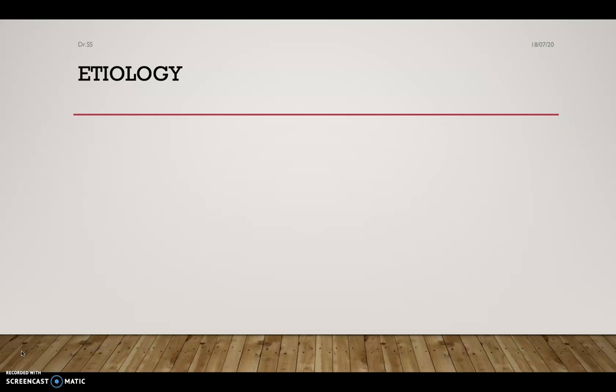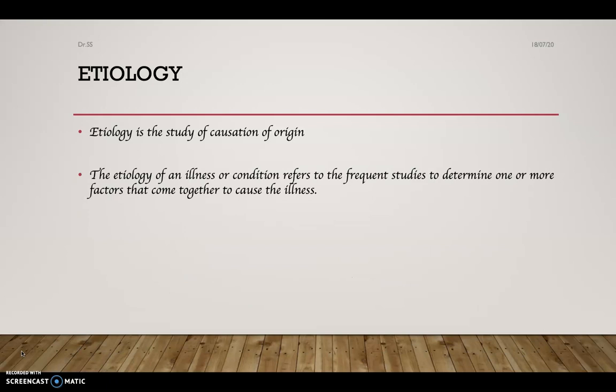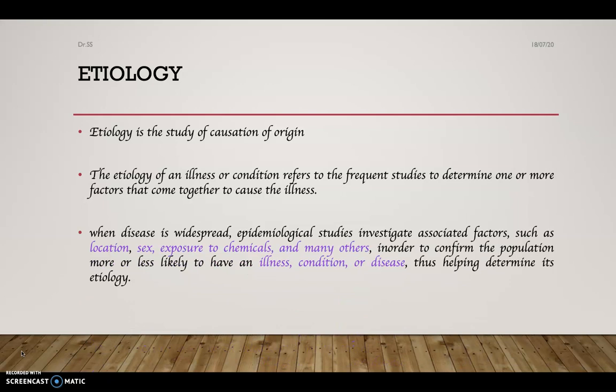First one, etiology. Etiology is the study of the causation or origin. It determines what factors have come together to form or cause the disease. So an epidemiological survey is mainly important in determining the etiology. In epidemiological studies we can get details about locations, gender, exposure to chemicals or any other factors, and what leads to the diseased condition of the people.